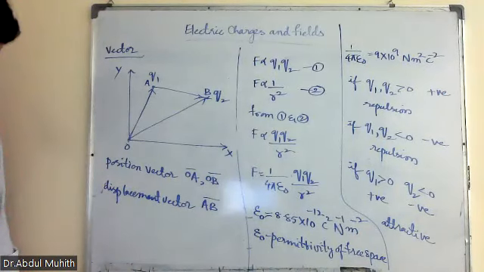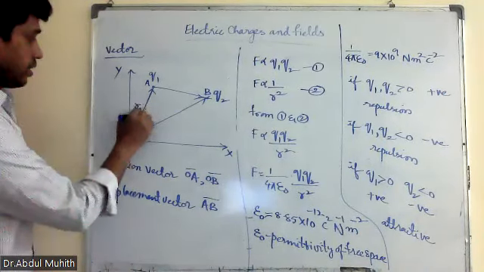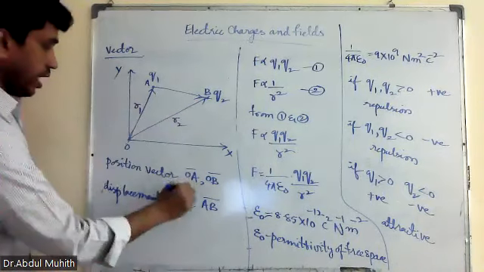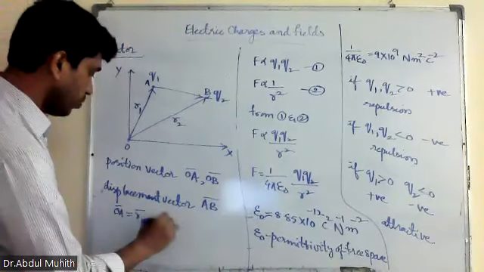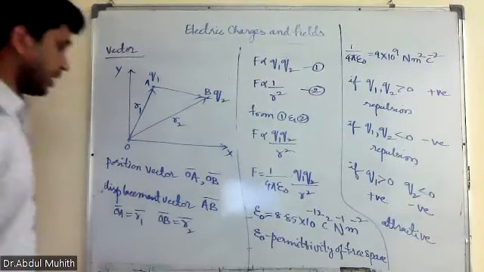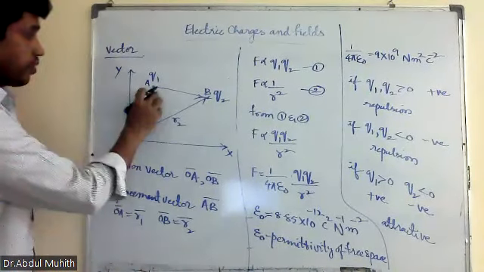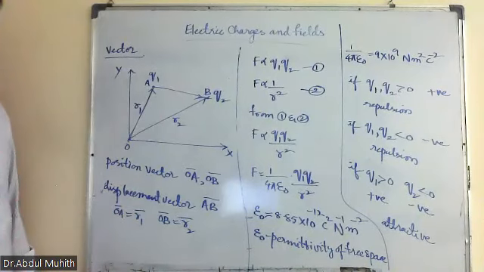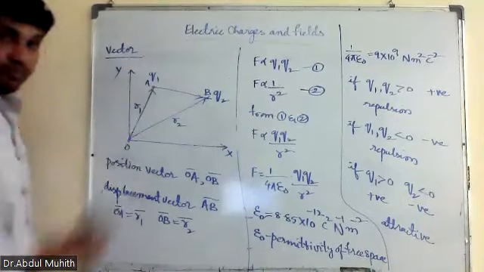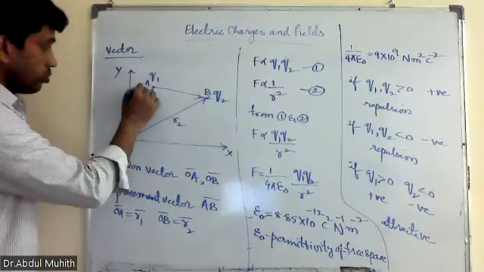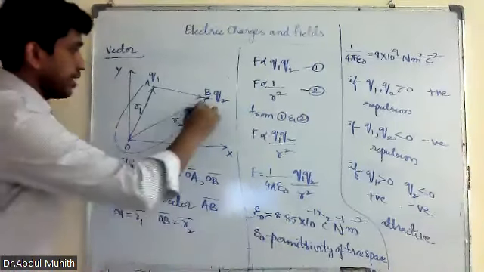Now suppose this is R1 and this is R2. So here I am writing OA equal to R1, OB equal to R2. Please try to understand this. Now I want to go from point A to point B. How to go? There are two ways: directly go, otherwise go this way and come this way.